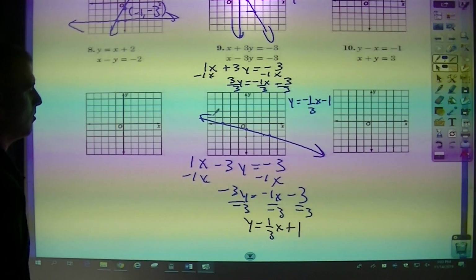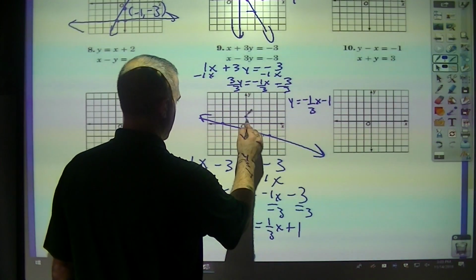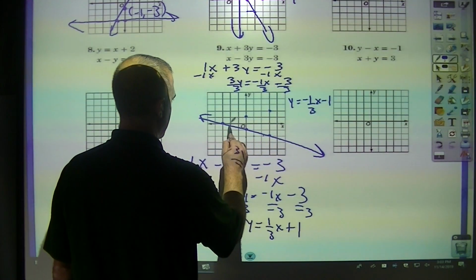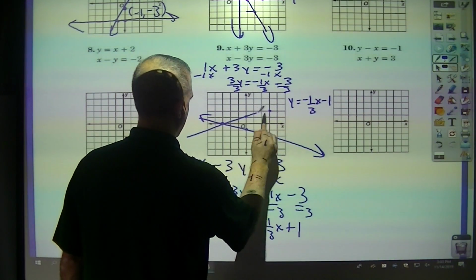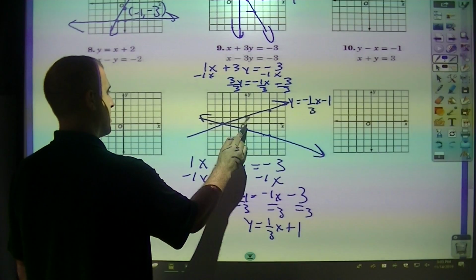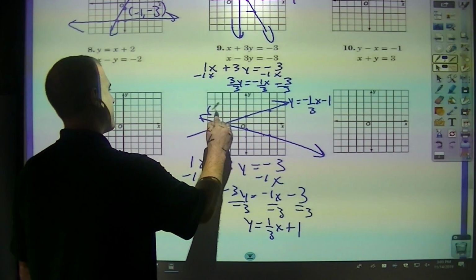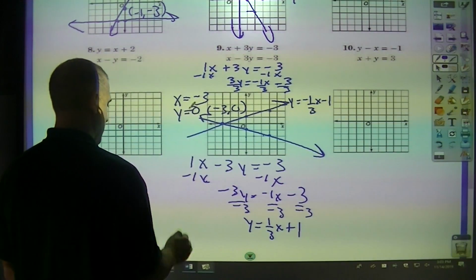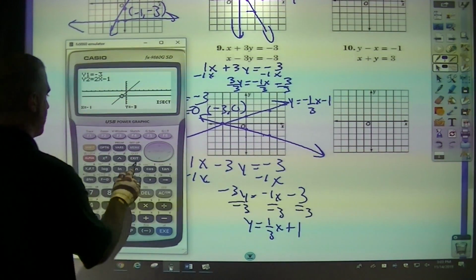Okay, this other one, I'm going to start at 1. This is going to be 1 up, 1, 2, 3. Down, 1, 2, and 3. Okay, so my intersection here is -3, 0, or x equals -3, y equals 0. Okay, and I can put that into the calculator.